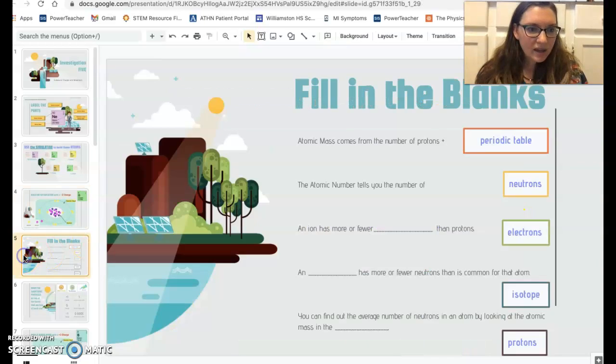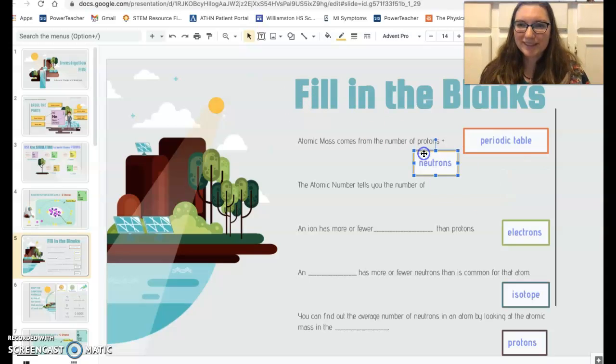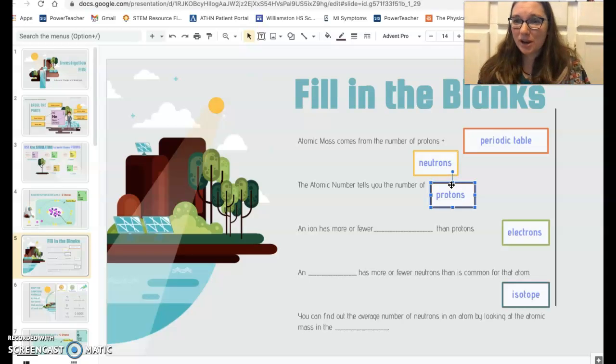Okay. Fill in the blanks. Atomic mass comes from the number of protons plus the number of neutrons. Atomic number tells you the number of protons. An ion is just a charged atom, so it has more or fewer electrons than protons.